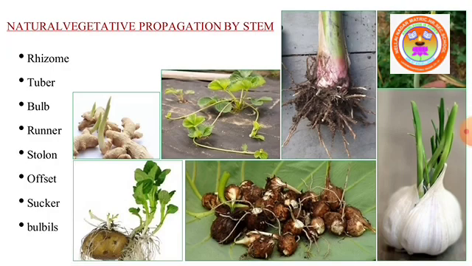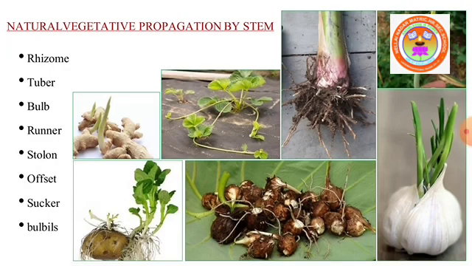The next, corm: Amorphophallus and Colocasia are very good examples for underground stem modification. Tuber, Solanum tuberosum, that is potato. Bulb of onion, Allium cepa, Lilium. And another few examples, runner plant, that is Centella asiatica, stolon, Mentha, Fragaria, offset, Pistia and Eichhornia, which you studied in 11th standard, and sucker by chrysanthemum, bulbils by agave.